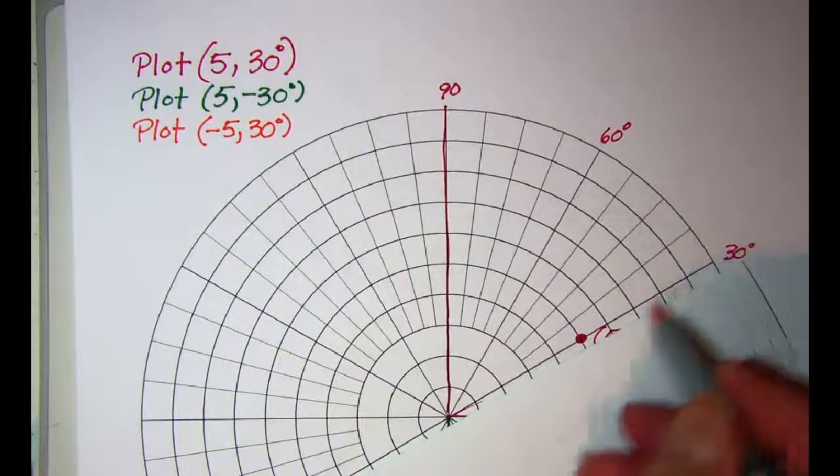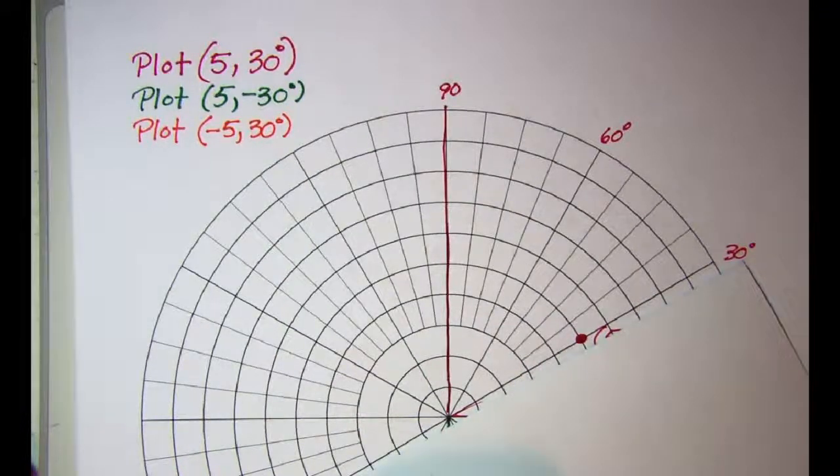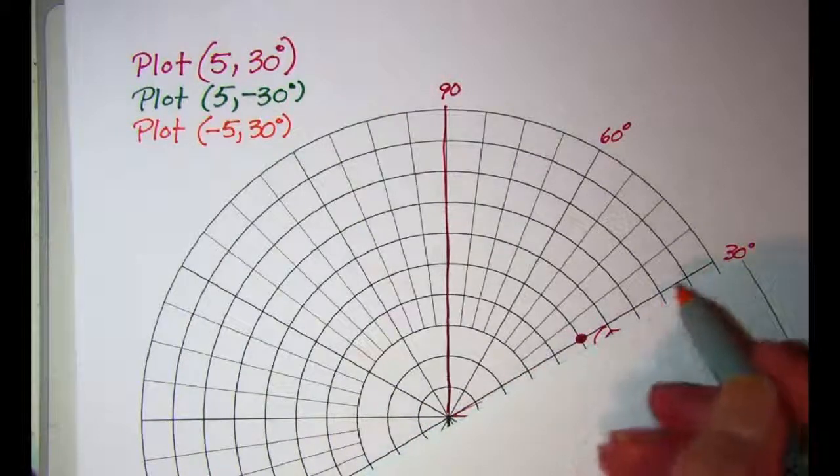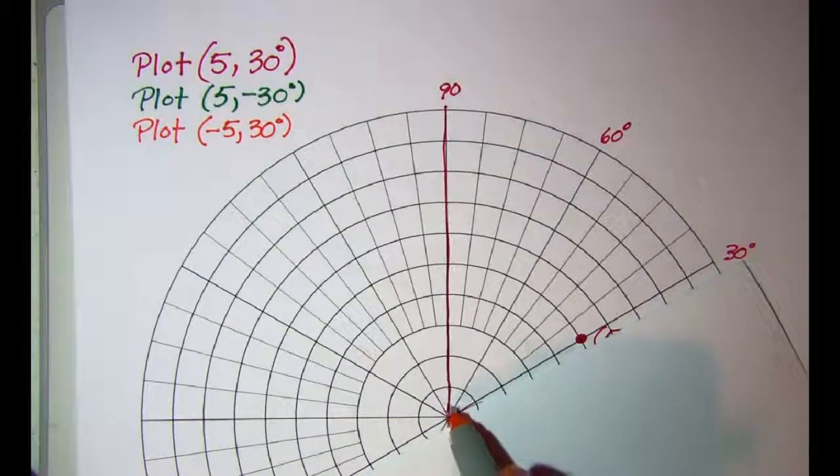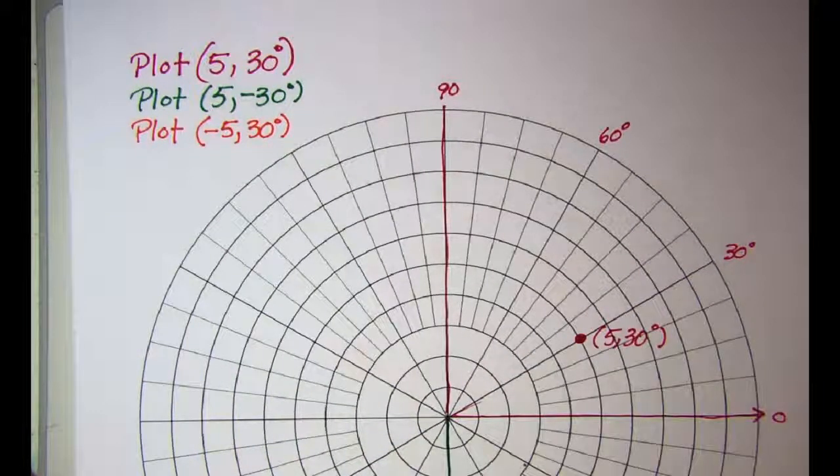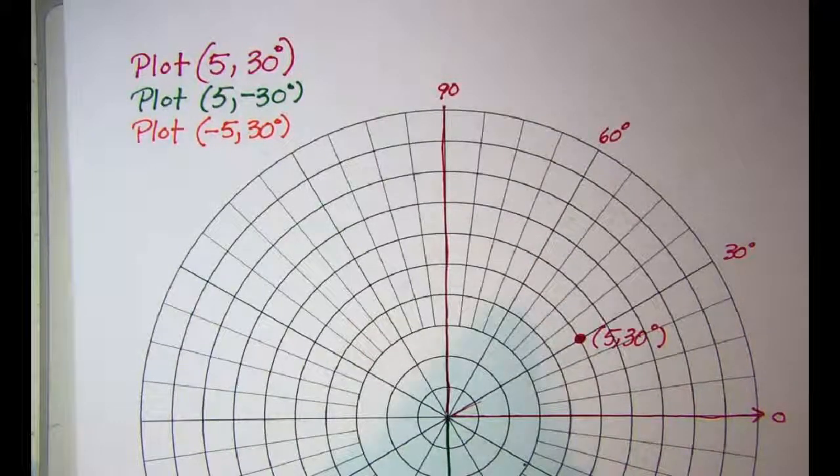My 30-degree vector runs along this line right here. And negative 5 means I'm going to go backwards 5 units. So 1, 2, 3, 4, 5. So this point is (negative 5, 30).